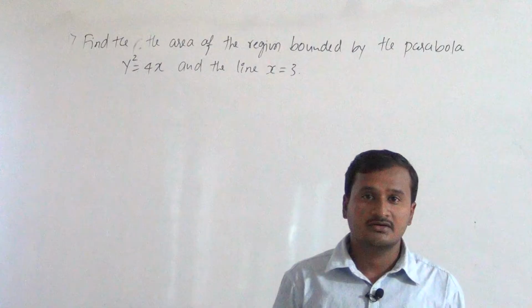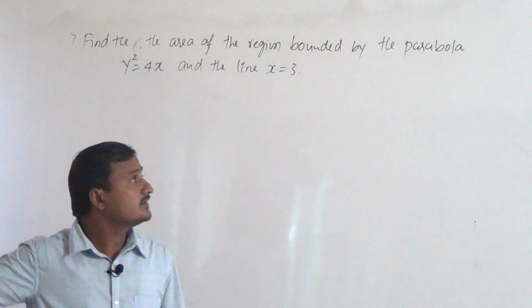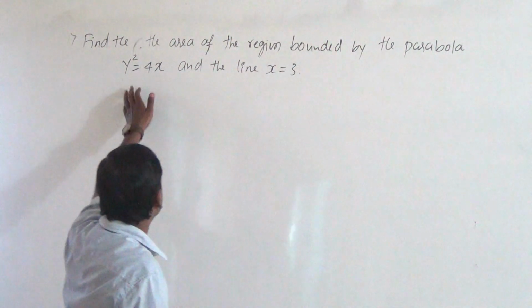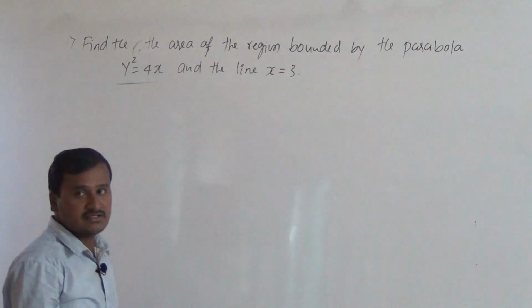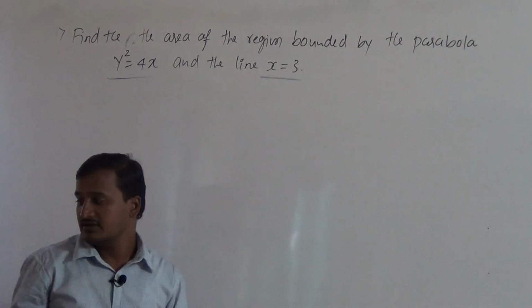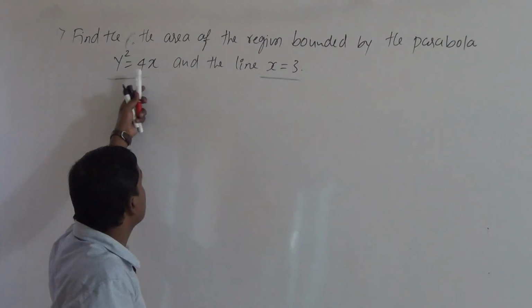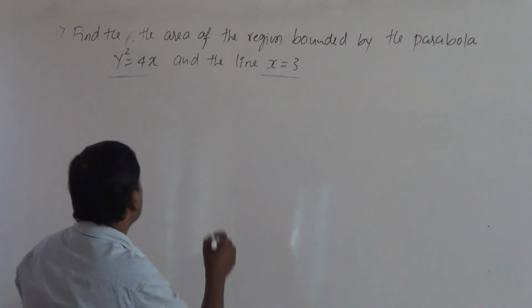Okay, the next question is: find the area of the region bounded by the parabola y square is equal to 4x and the line x equal to 3, right? So here we should find the area of the parabola y square equal to 4x and the line x equal to 3, right? So what are they given?